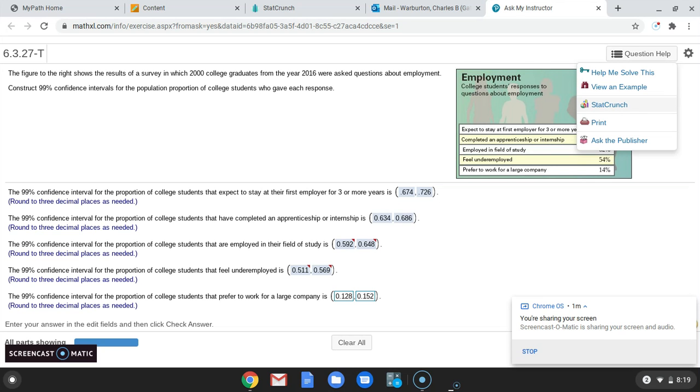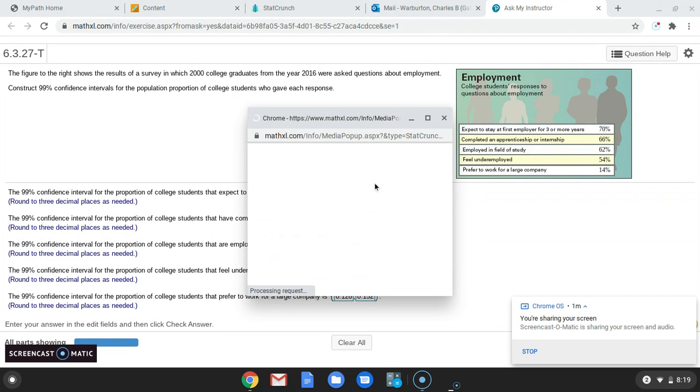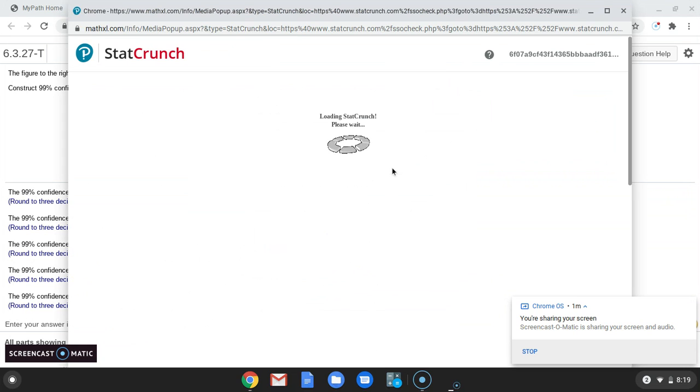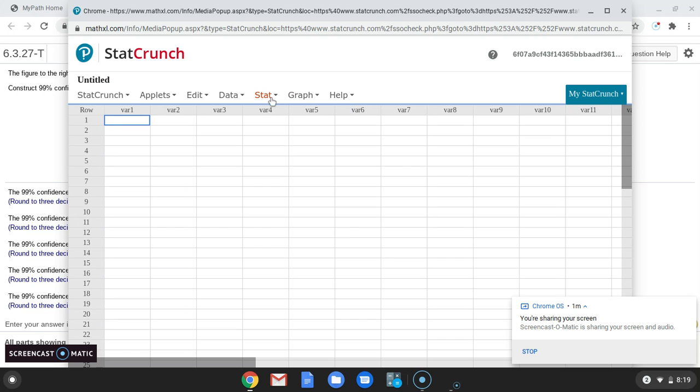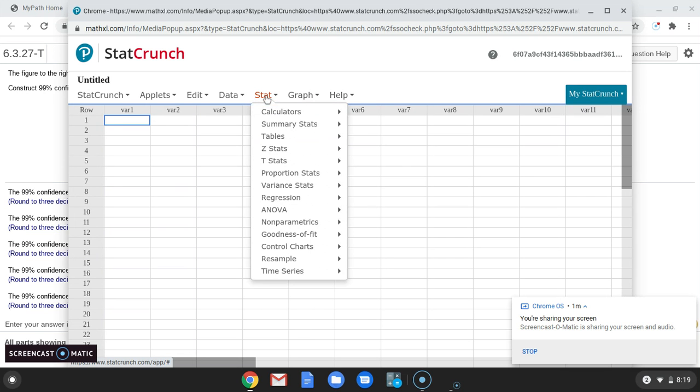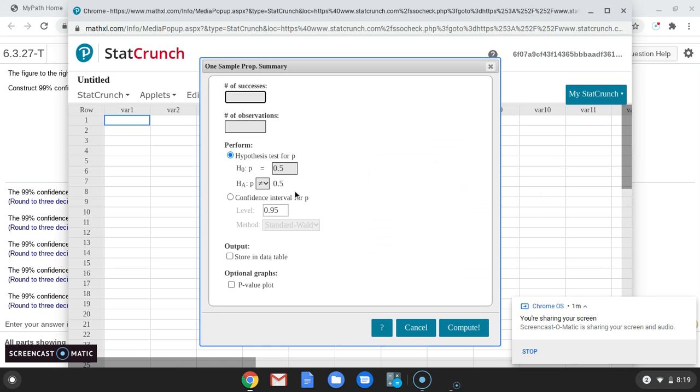So if we go to question help and then StatCrunch, I'll remember that our point estimate was 62% and our sample size was 2,000. So if you go to stat and then go down to, let's see, it's going to be proportion stats. That's one sample. And here we have a summary. We're going to want a confidence interval, and they wanted a 99% confidence level.